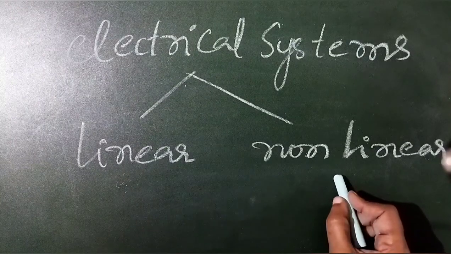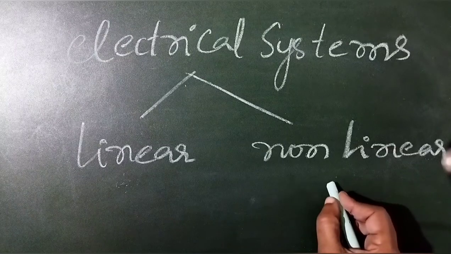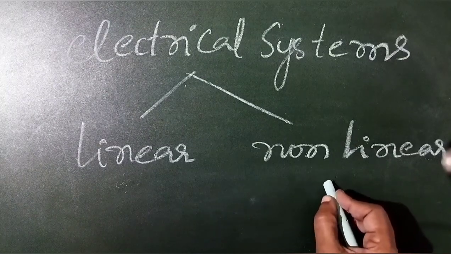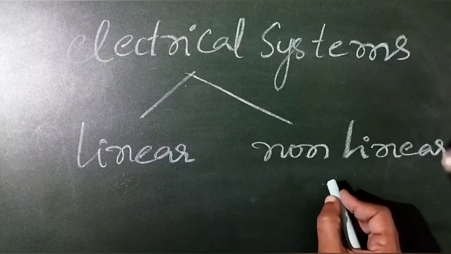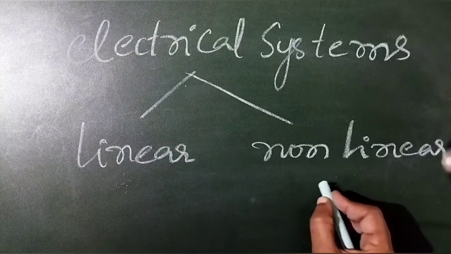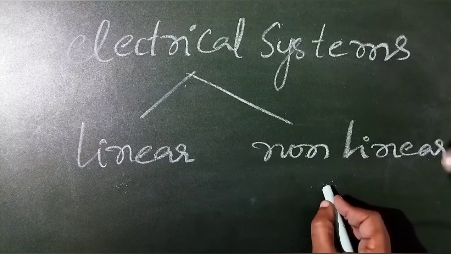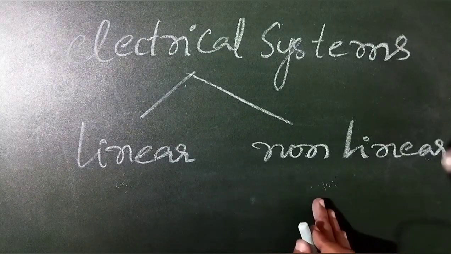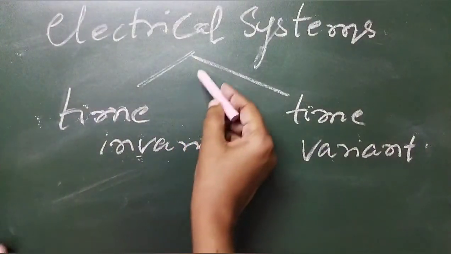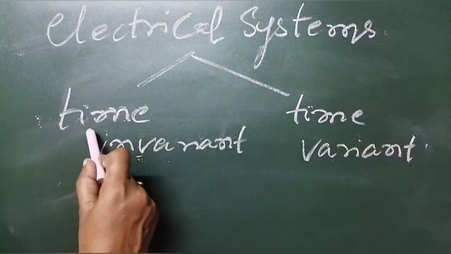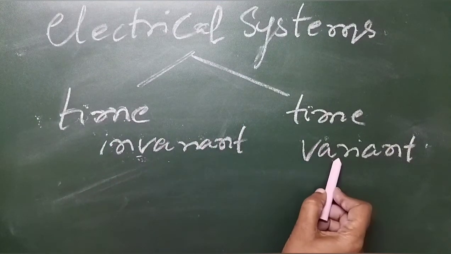Now in case of a nonlinear system, the output variations are not in proportion with the input variations, then you call it a nonlinear system. And here the principle of superposition and the principle of homogeneity do not hold good. Most of the systems in nature are nonlinear. Now, again with respect to time, we have two sorts of system. One is time invariant and one is time variant.